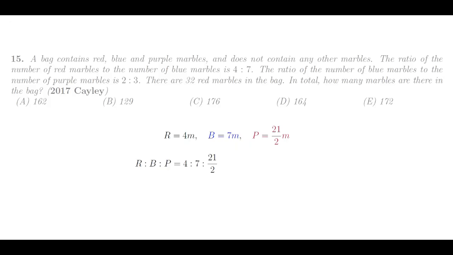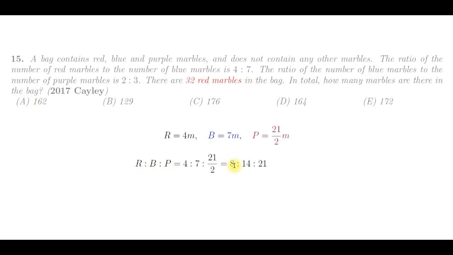Now, since we're dealing with numbers of marbles, these all have to be integers or whole numbers. So I can multiply the terms to get an equivalent ratio. Multiplying by 2 gives me 8 to 14 to 21. And now we can look at the information in the problem. We're told that there's 32 red marbles.